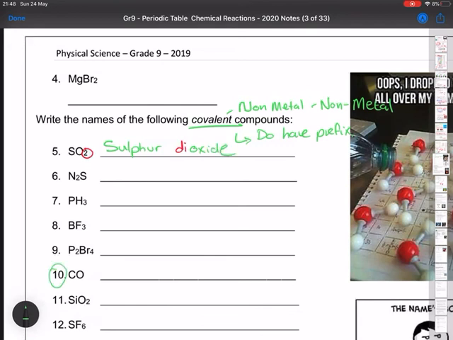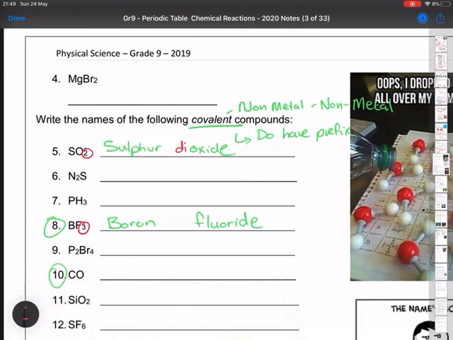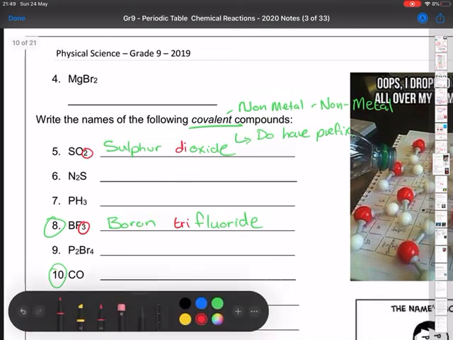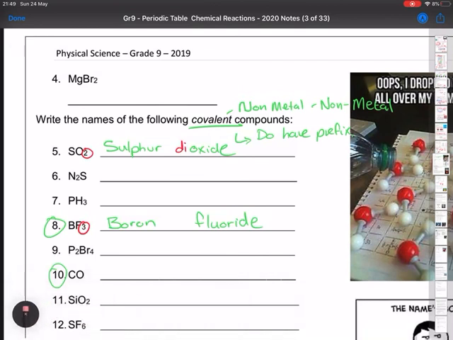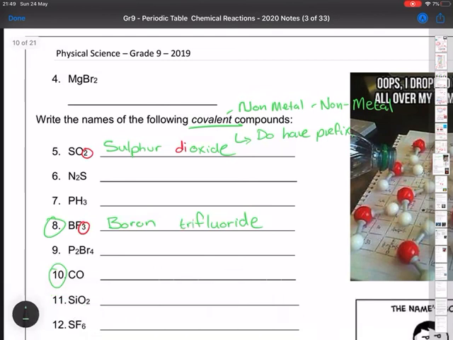Number 10 should be really easy for you. I'll do number 8 with you and you can do the rest. So B is for boron and F is for fluorine, so we're going to have a fluoride. Replace the fluorine with the fluoride, and because we've got 3 of them, we're going to have a tri over here. So boron trifluoride, without a space though. So boron trifluoride.